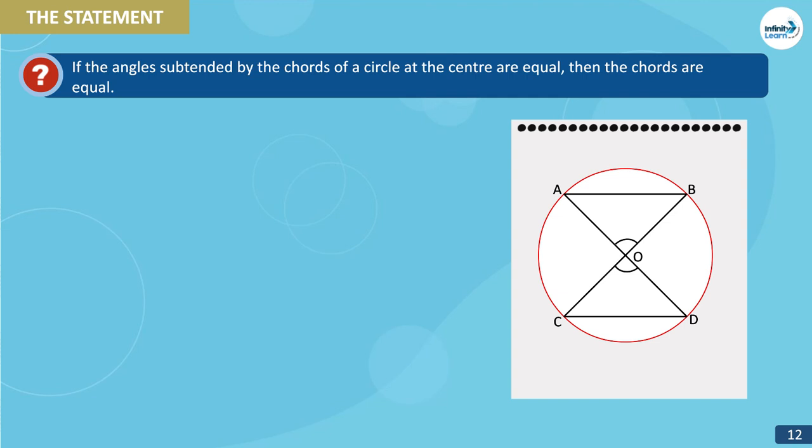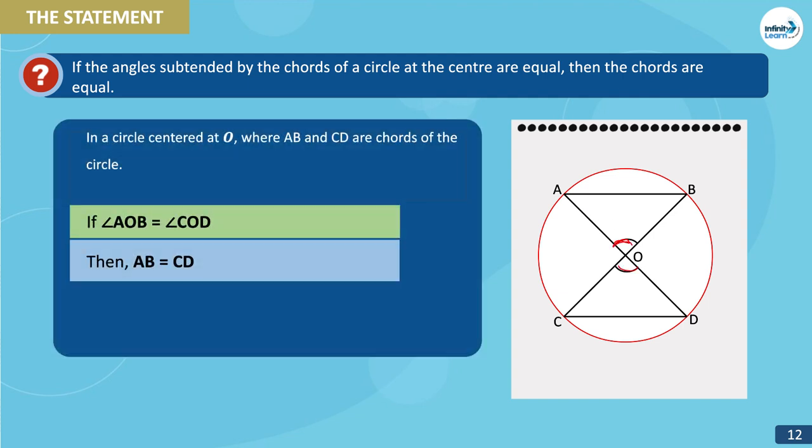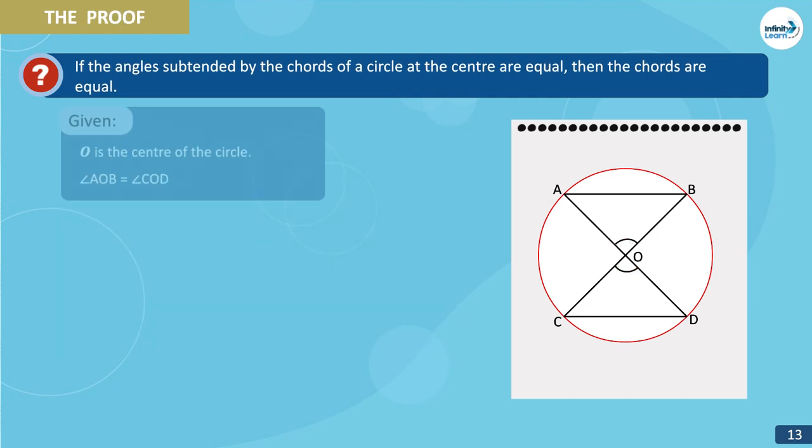Now, statement number two. If the angles subtended by the chords at center are equal, then the chords are equal. Vice versa. अब ये वाले angles equal दिए हैं, chords को prove करना है equal. ठीक है? If angles are equal, then chords are equal.